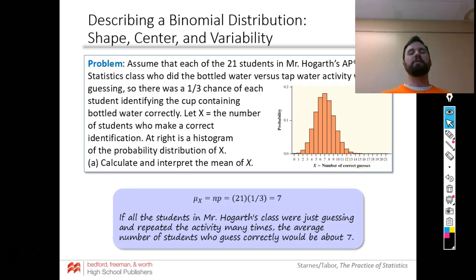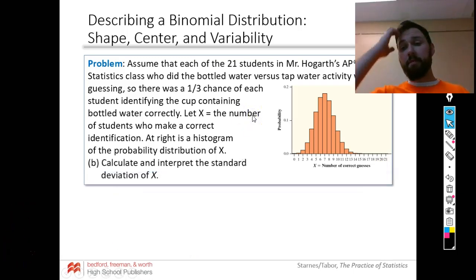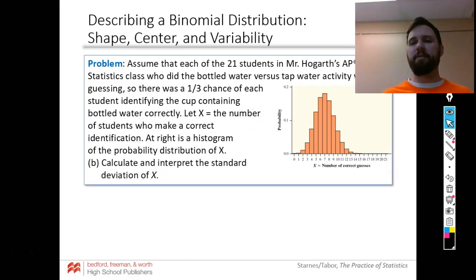Ta-da! If all students in Ms. Hograth's class were just guessing and repeated this activity many times, the average number of students who correctly guessed would be 7. We can't say for one trial because of sampling variability. You have to have the many. Alright. Same question, different question.